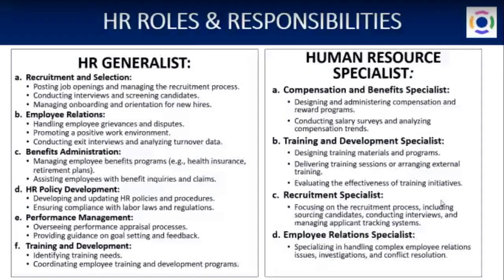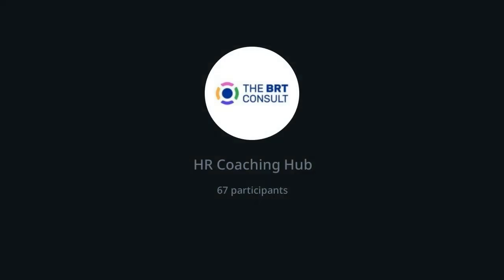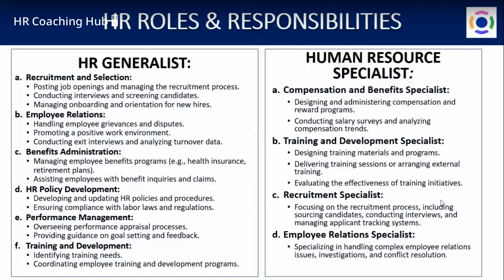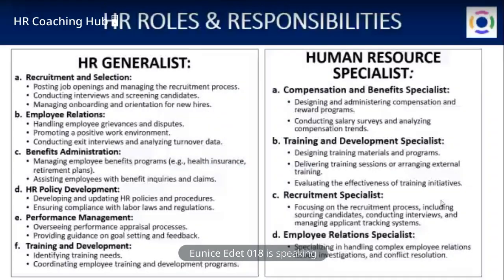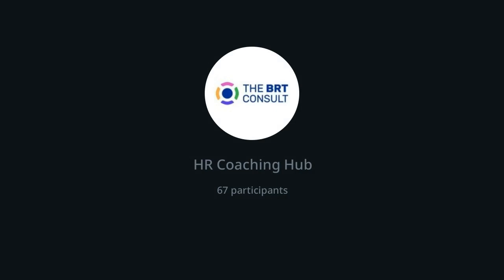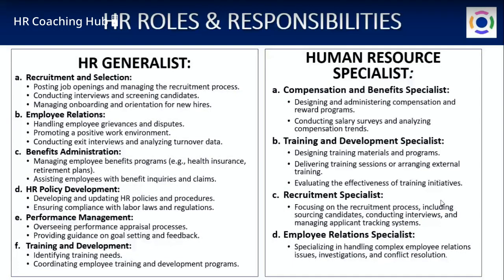What do HR generalists do? Three core things they do: recruitment and selection, employee relations, benefit administration, policy development, performance management, training and development. So they do everything. Under recruitment and selection, you have to post job openings and manage the recruitment. They conduct interviews and screen candidates. They manage onboarding and orientation of new hires.